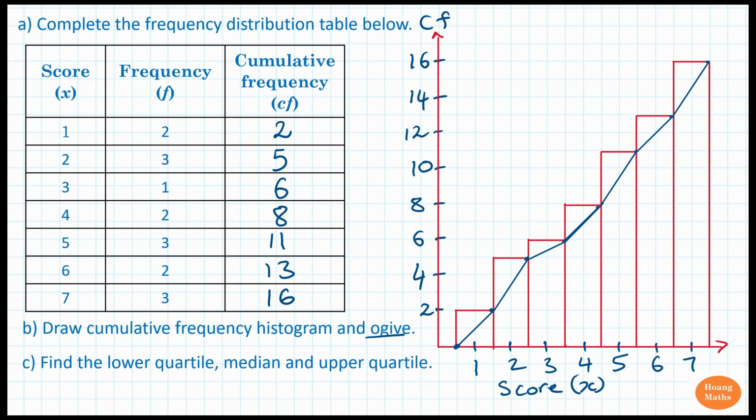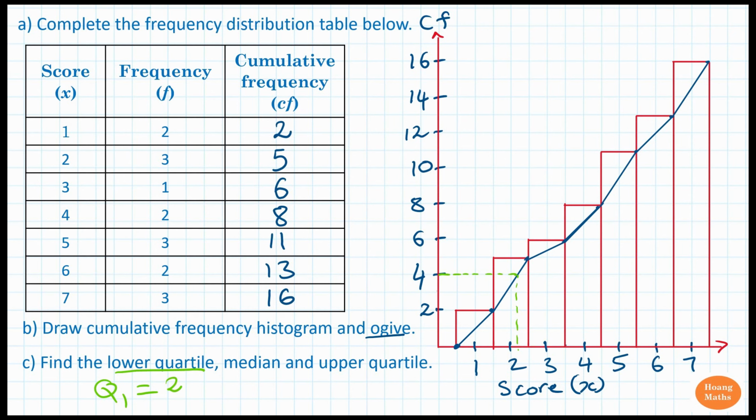Now we can use the Ogive to work out the lower quartile of the score. We know that the total number of frequency is 16. So we find a quarter of 16, which is 16 divided by 4, which is 4. So we go all the way up to 4 and just go across and you hit the Ogive. So go down. So that is on the 2. So the lower quartile can be written as Q1, which is 2.